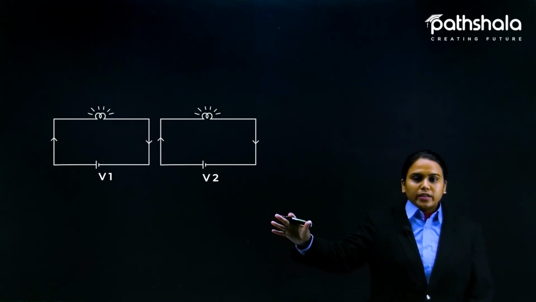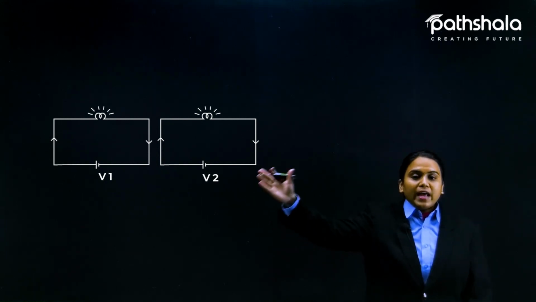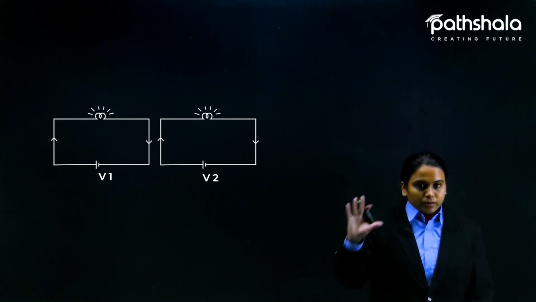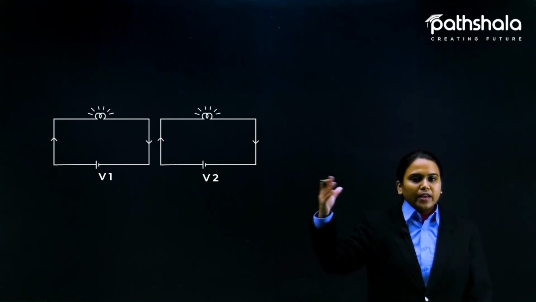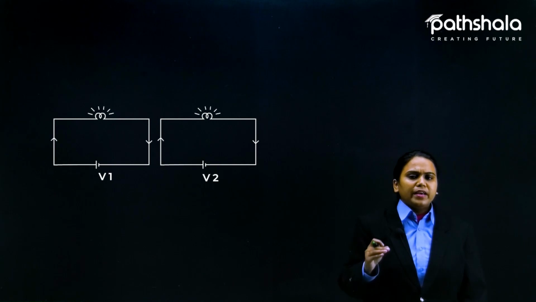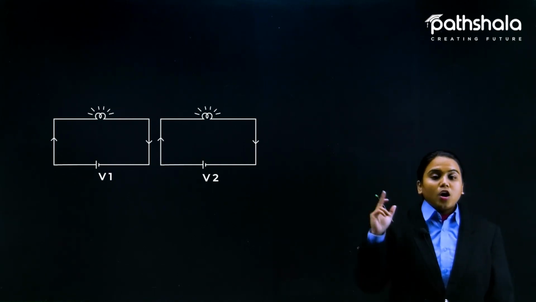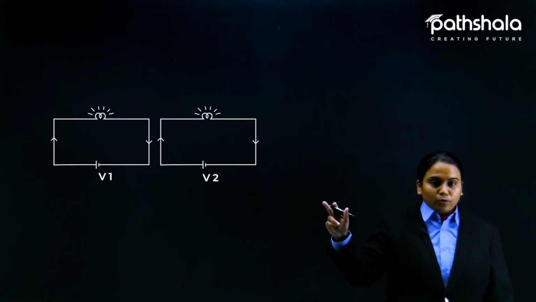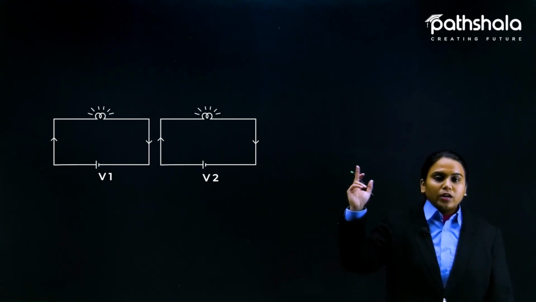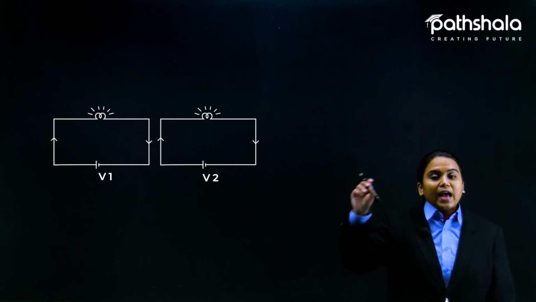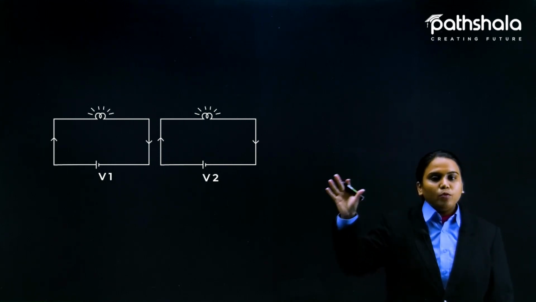Okay, here are two circuits that you can see. V1 and V2 are 2 volt that we are applying here, like the battery supply. The values of V1 and V2 are different. According to V1 the current is flowing and according to V2 the current is again flowing, and the bulb is glowing here in both cases.